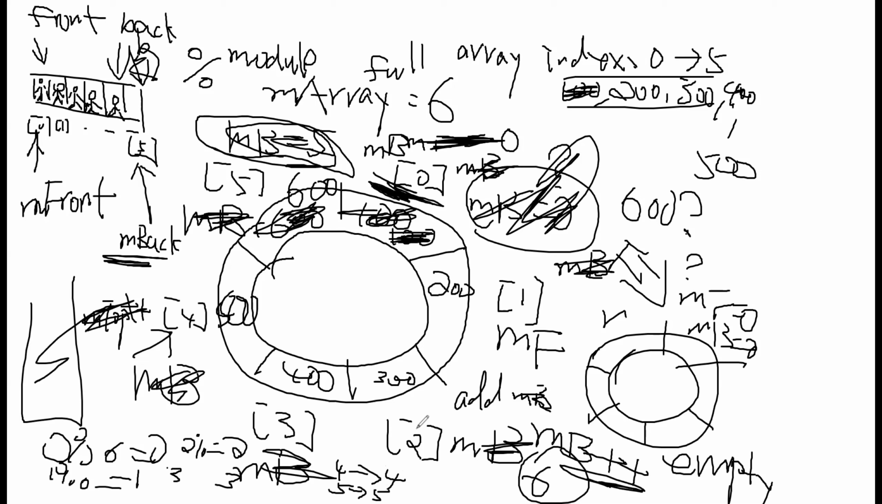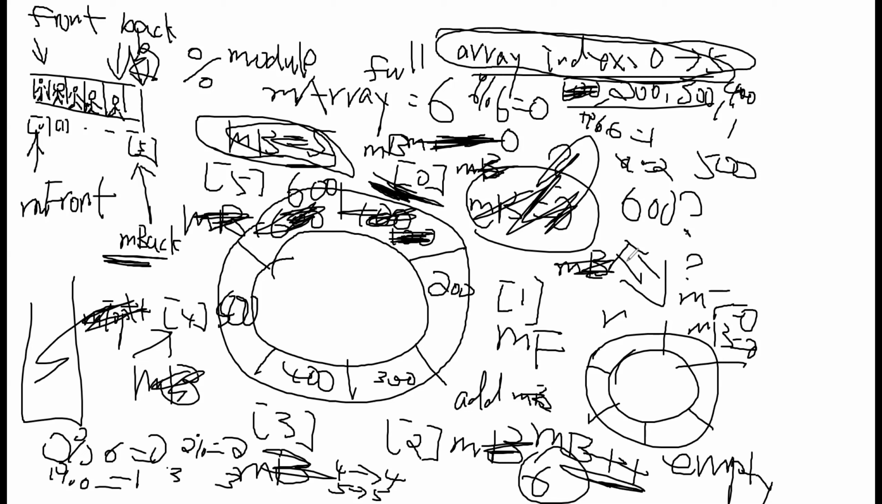But let's see, 6 modulo 6, you get 0. And 7 modulo 6, you get 1. 8 modulo 6, you get 2. So no matter what the number is, if you modulo 6, you can only get from 0 to 5. So that perfectly matches the array's index.